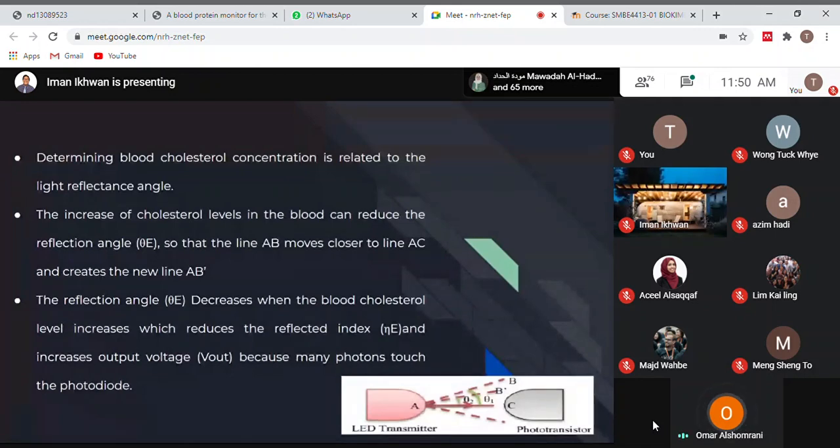So the increase of cholesterol levels in blood can reduce the reflection angle, as you can see, angle 2, so that the line AB moves closer to the line AC and creates the new line AB. Mathematically, the refractive index can be calculated using Snell's law. The reflection angle, angle 2, decreases when the blood cholesterol level increases, which reduces the reflected index and increases output voltage because many photons touch the photodiode.